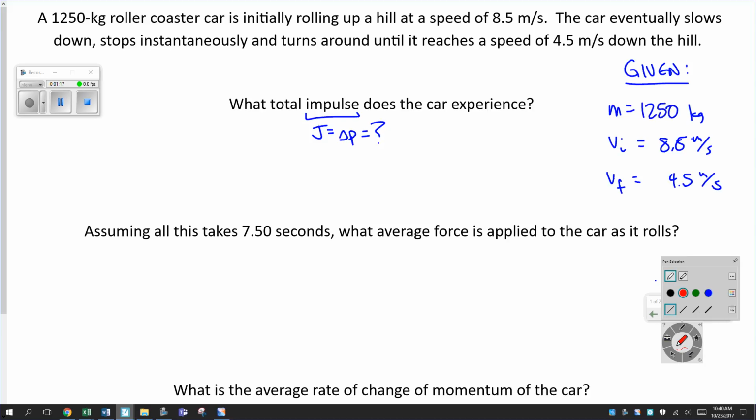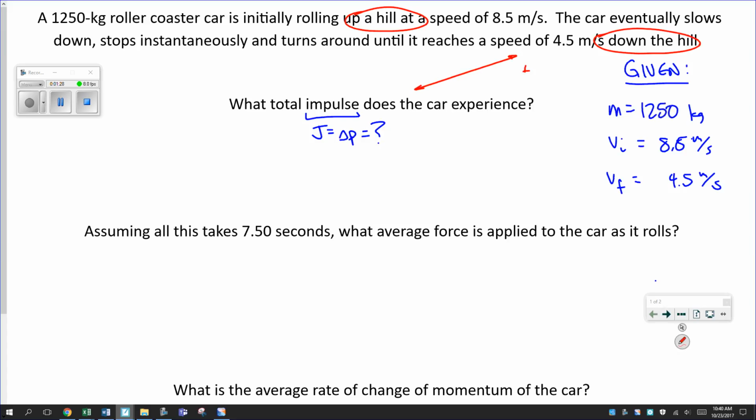But, here's a really important thing. If we have up a hill, down a hill, those are opposite directions. I'm going to choose one of them to be negative and one of them to be positive. Up the hill, I'm going to define arbitrarily as positive. Therefore, our final velocity is negative.